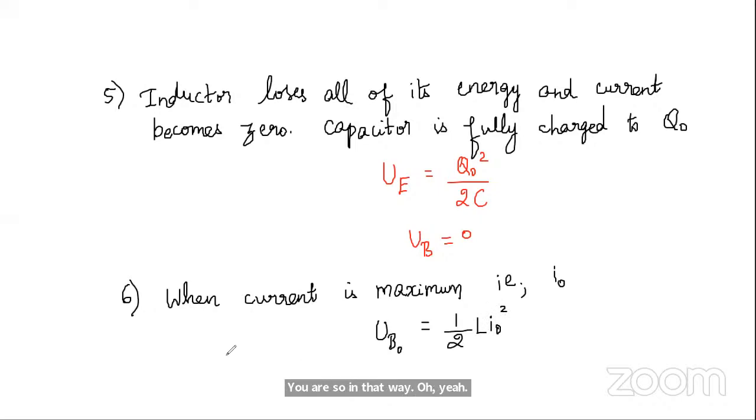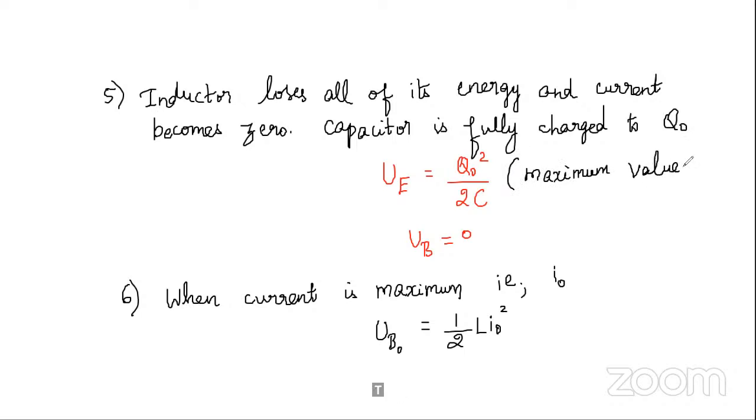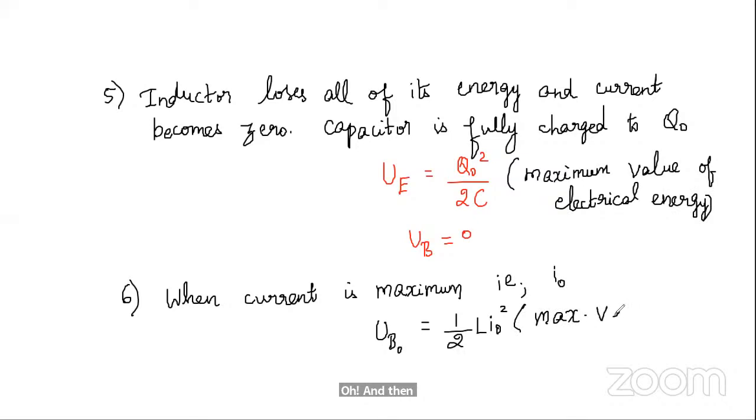So the total electrical energy is Q naught squared by 2C, which is the maximum value of electrical energy. And this is the maximum value of magnetic energy.